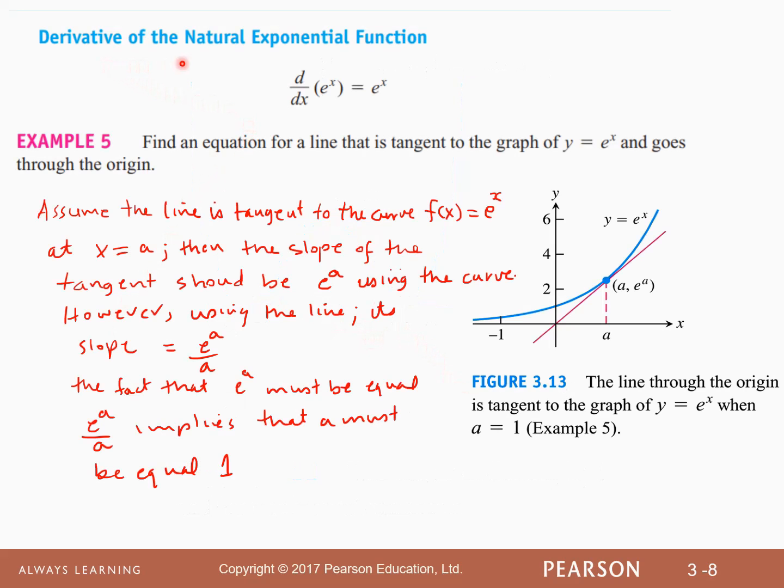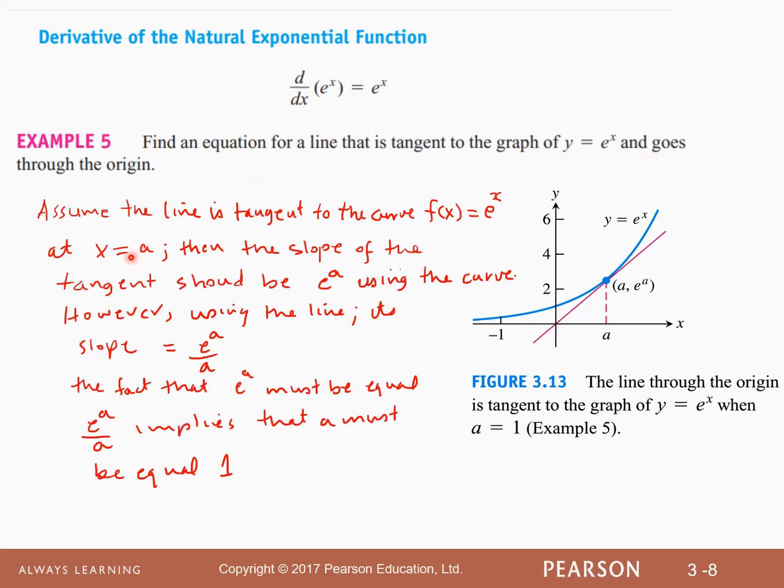Derivative of the natural exponential function: d by dx of e to the power x is equal to e to the power x. This is very strange. This is one of the strange functions. The derivative of the function is the function itself. Example 5. Find an equation for a line that is tangent to the graph of y equal to e to the power x and goes through the origin.